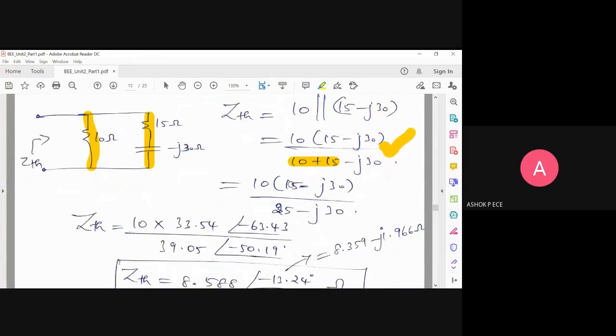So I am converting 15 minus J30 into polar format and 25 minus J30 into polar format, and I am writing. I told you, whenever you have division, that should be the wise way of doing it. Division and multiplication always go for polar format. Polar format means that format which has magnitude and angle.